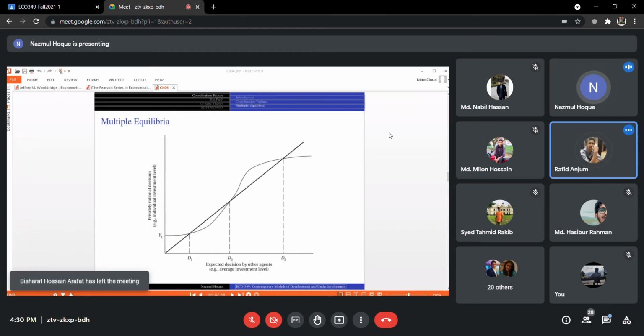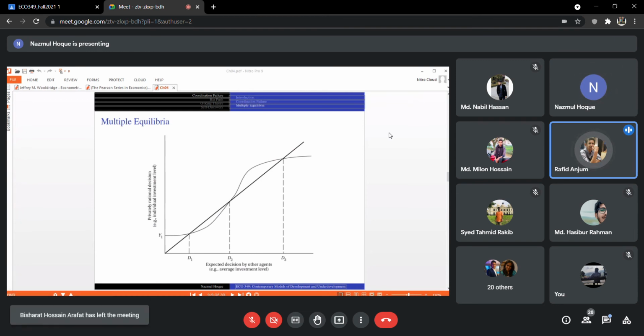Sir, could you explain the part again where we said that D2 is not a preferred equilibrium? Why is D2 not a preferred equilibrium?